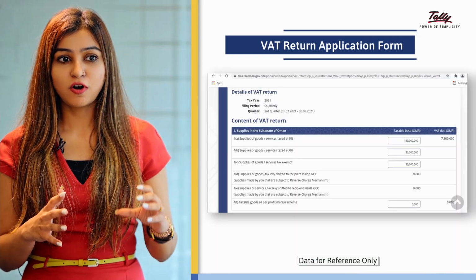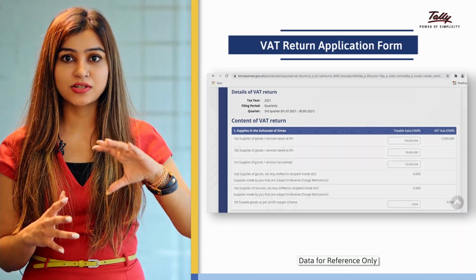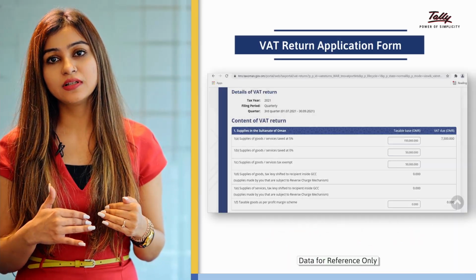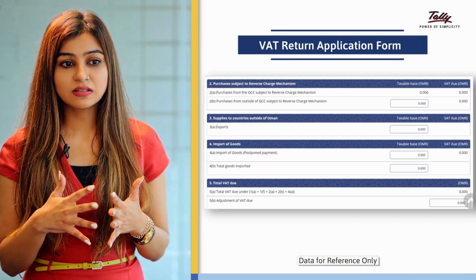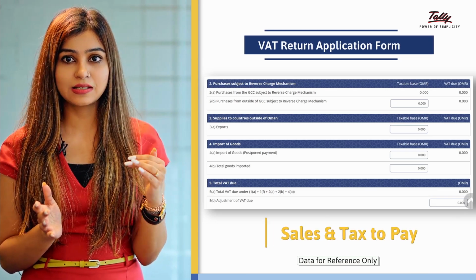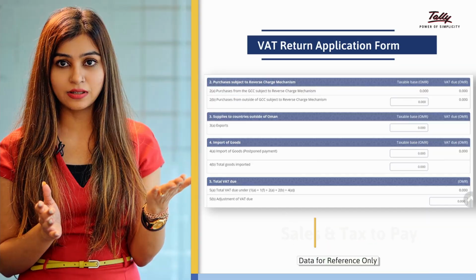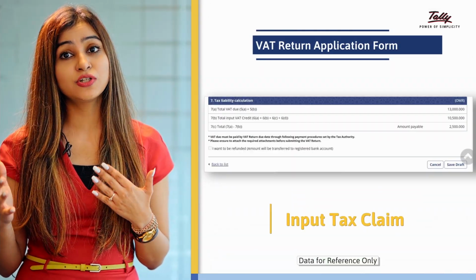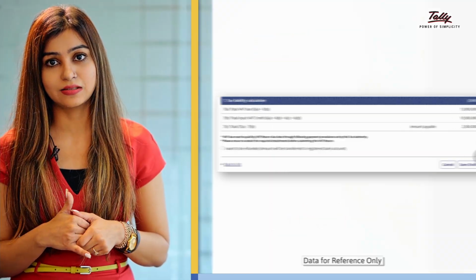This application form has different sections. The first section majorly covers the company information. Further, when you scroll down, the VAT return is split into two parts. One is the sales and other outputs, that is the tax which you have to pay to the authorities. And the second part is for the purchases and other inputs for which you have to claim back the VAT from the tax authorities. Now let's get into the VAT filing process.